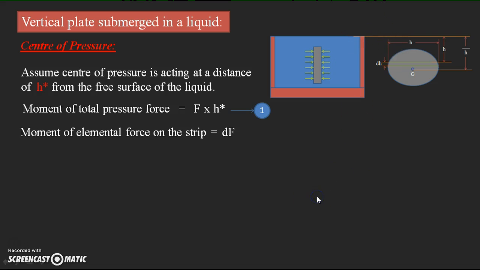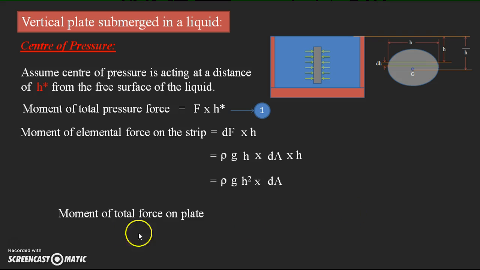That can be written as dF into h, the distance we have considered. In place of dF we can write rho g h into dA, and h as it is. By multiplying h and h we can write it as h square into dA. Similarly, if you want to write the moment of the total force on the plate, we have to integrate the equation: integrate rho g h square into dA. Take rho g as common, then we can write it as rho g integral of h square dA.